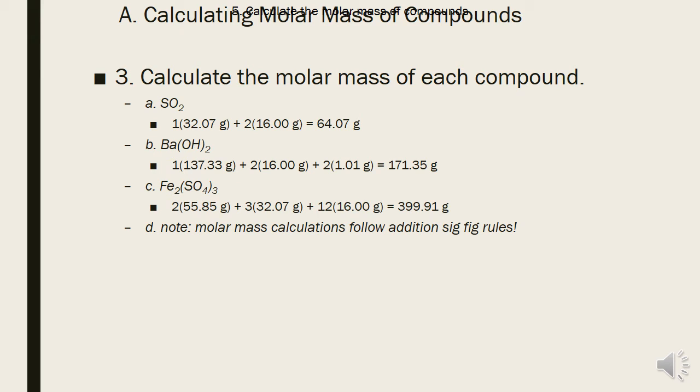So when we hit 12 times 16, for example, on this last problem, what we're really doing is taking 16 plus 16 plus 16, etc., 12 times. It is exactly 12. There's no measurement there. And so when you get your answer, you simply look at the decimal places. The periodic tables that you all have go to 2 decimal places, so this should make it very easy for you. Molar masses that you calculate will always have 2 decimal places in them. Simple as that.